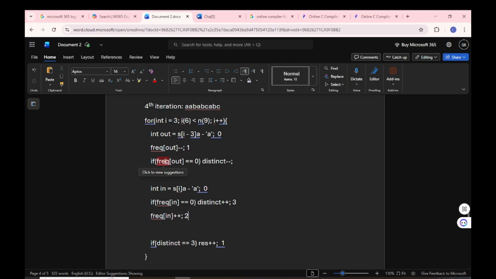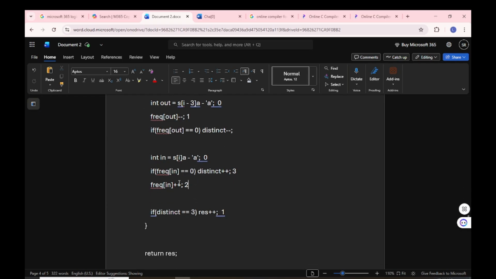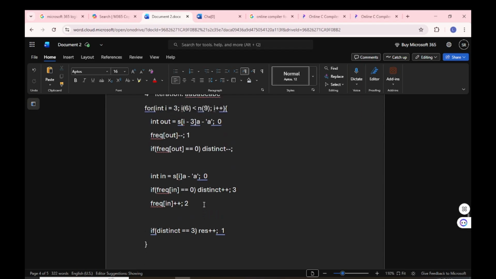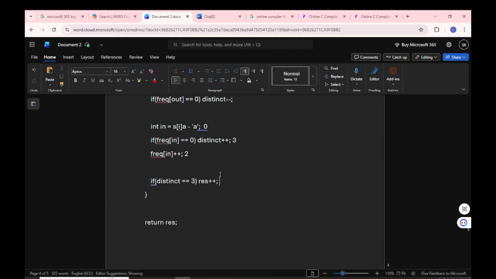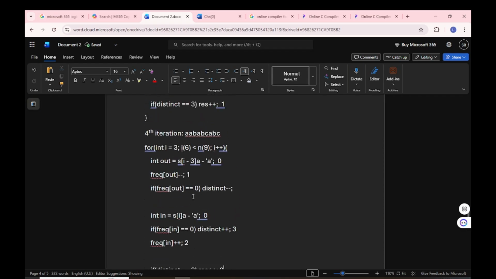Wait a minute, this was 1. If it's 0, then distinct minus minus. So this is 0, distinct, okay. Okay, so this distinct is still 3, right? Because in this iteration distinct didn't increase or decrease. So here 2, right?